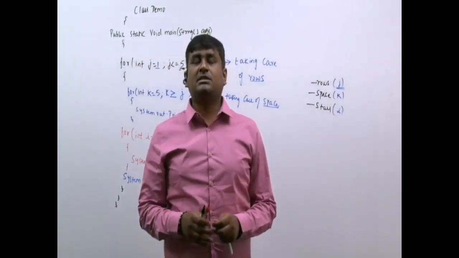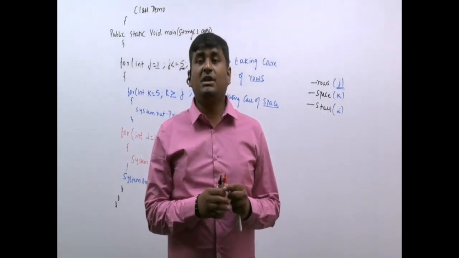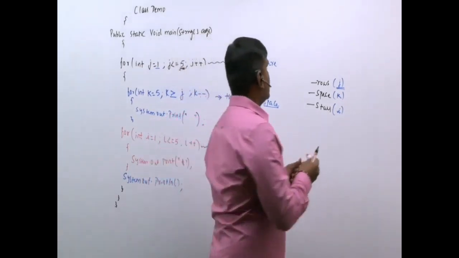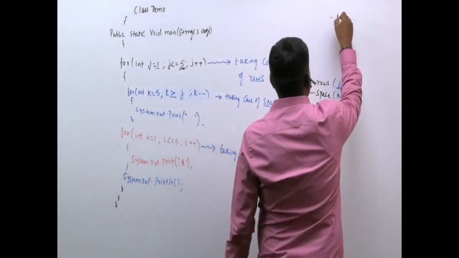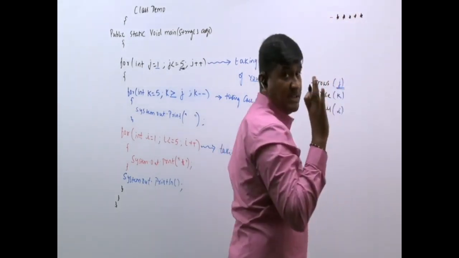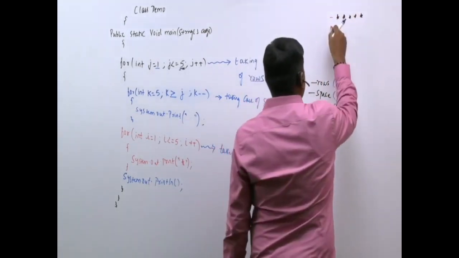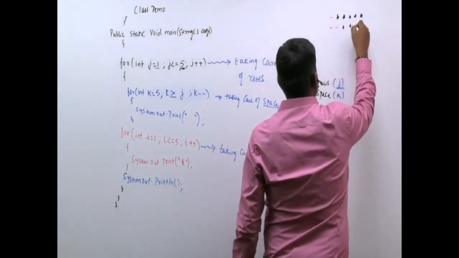Next, let us try to understand how to print the parallelogram tilted towards left. Like this it is. So I have one space followed by 5 stars. So if you remember in the last program, I had 5 spaces. Next, 2 spaces followed by 5 stars.